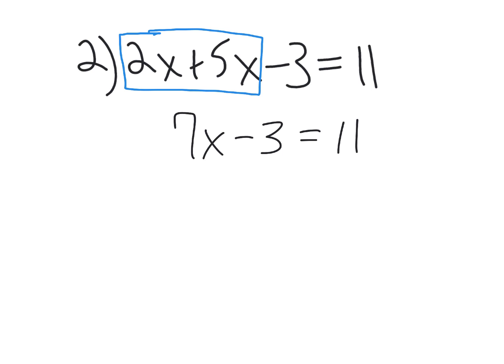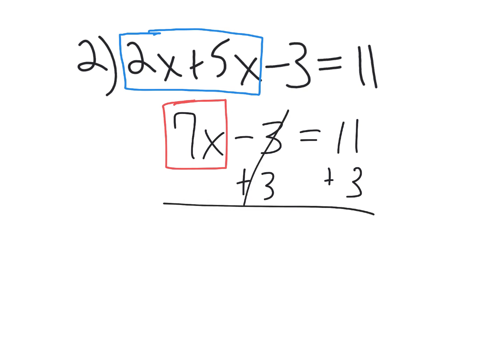So now we've got 7x minus 3 equals 11. We have a 2-step equation like what we did in the first problem. At this point, we're going to try and get our variable term by itself. So the 7x, we're going to try and get by itself here. Since they're subtracting 3, we're going to add 3 on both sides.